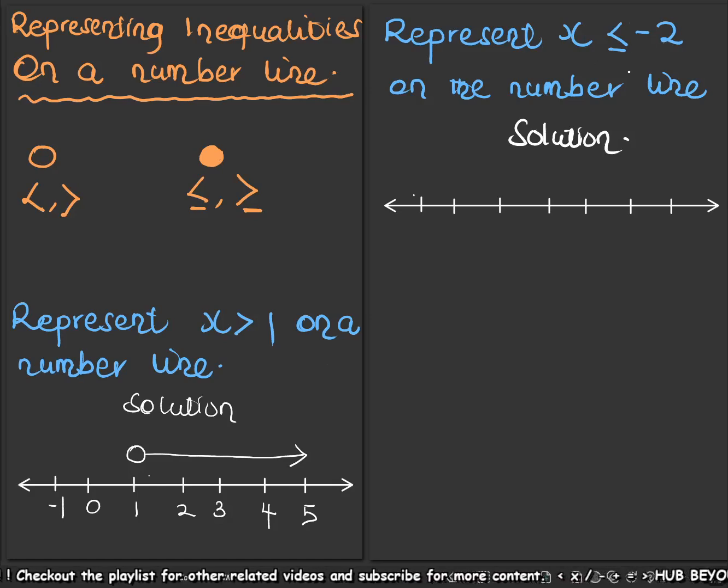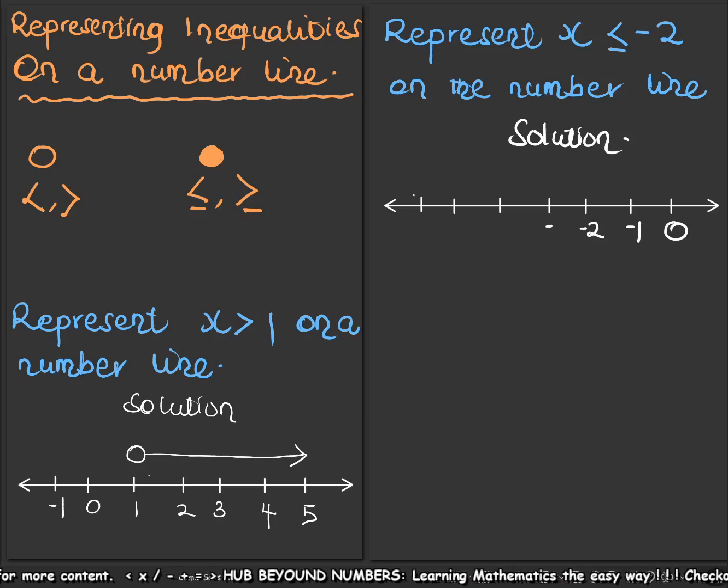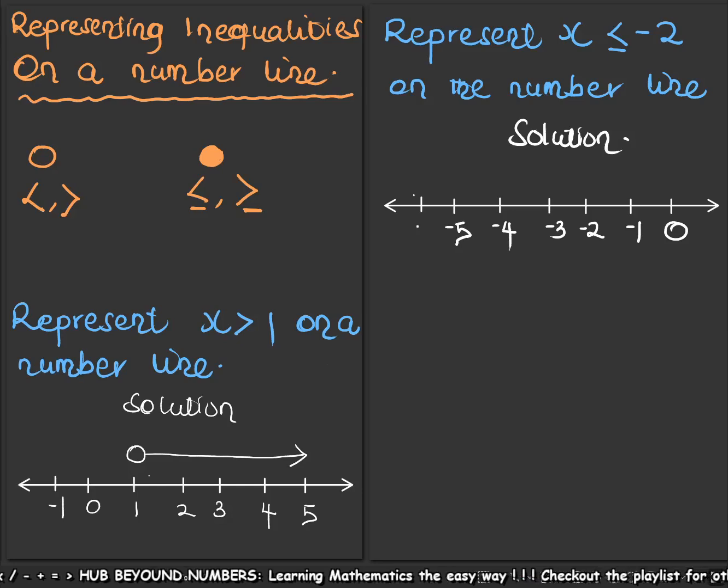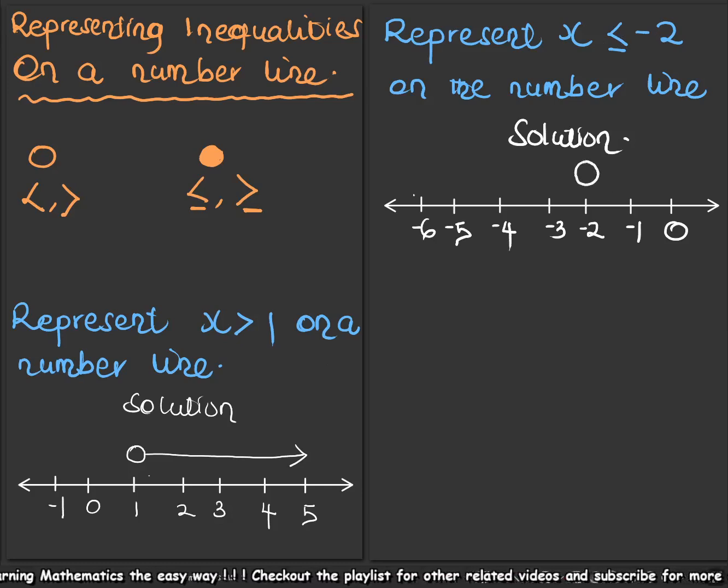It simply means more of my answers are going to be on the left hand side, you see. So in order to create room for that, I'm just going to put my 0 here, -1, -2, -3, the -4, the -5, and then the -6. And where do we put our circle? On the -2. So I come here and then put my circle over here.